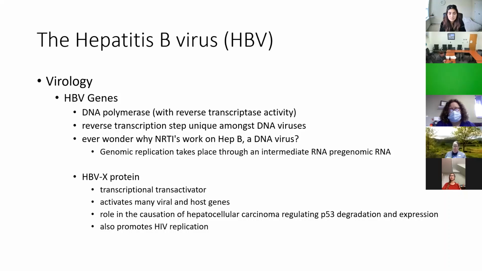But it's a quirk of nature that hepatitis B copies its own genome through an RNA intermediate, which is completely different than we do. Remember, as eukaryotes, we copy our DNA with high fidelity right to another DNA. So DNA dependent DNA replication.